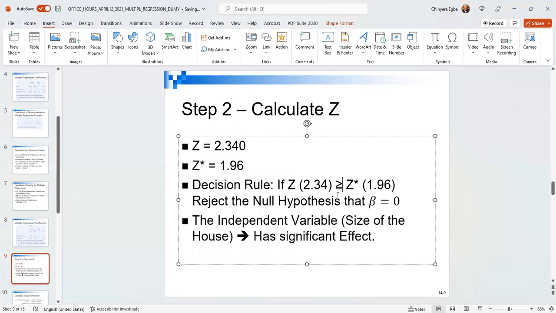If Z is greater than or equal to Z star, we reject the null hypothesis that B is 0. We are rejecting the null hypothesis that size has no significant effect. That is what we're saying. Therefore, the independent variable size of the house has significant effect, and so we can include that in our calculations.